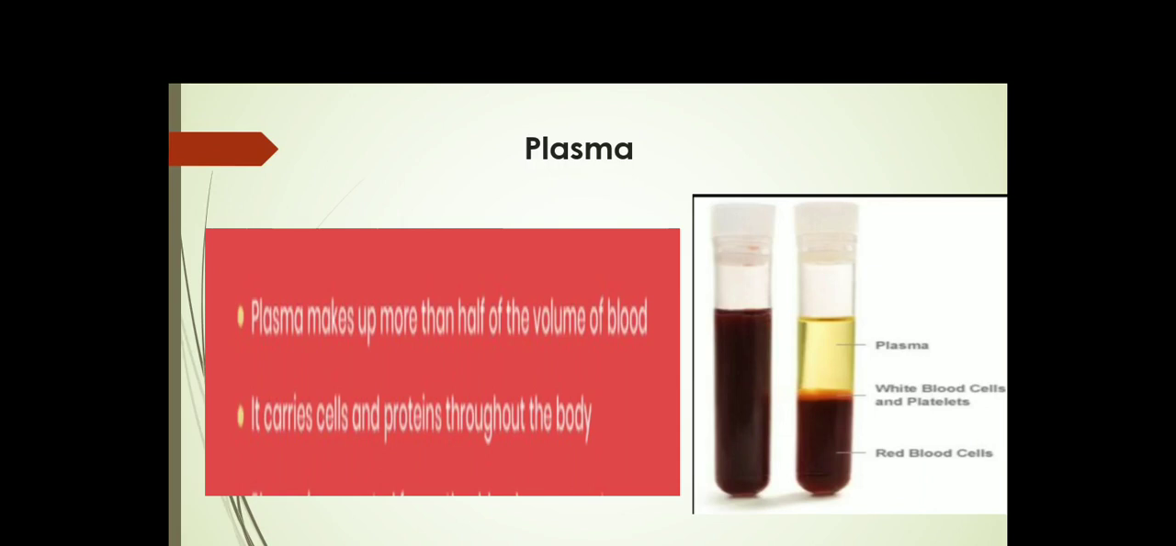The plasma is yellowish in color. It makes up half of the volume of the blood. It will carry the cells, proteins and different kinds of components throughout the body. In the test tube you can see up there is the plasma, and down there are the blood cells. So children, there are three types of blood cells: one, red blood cells, two, white blood cells, three, the platelets.